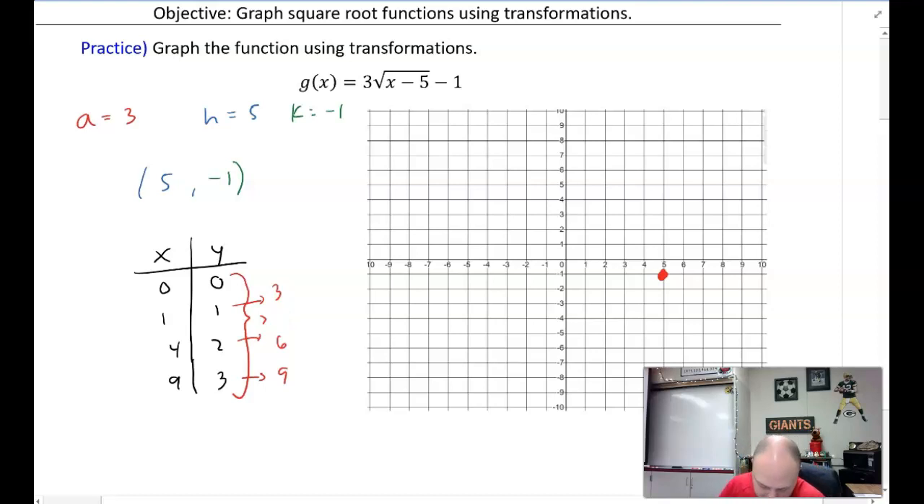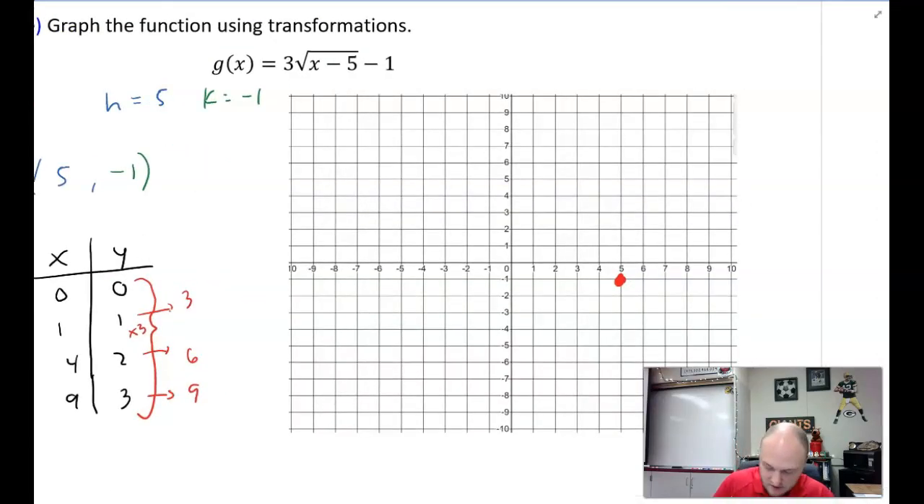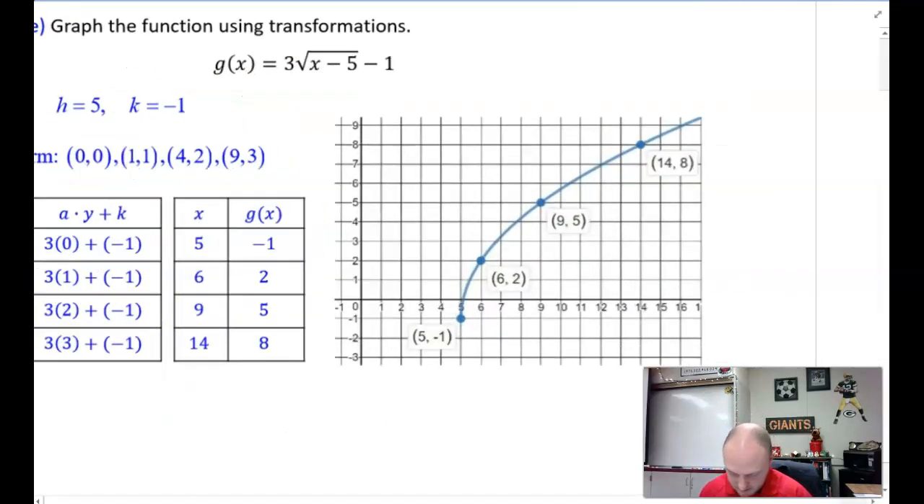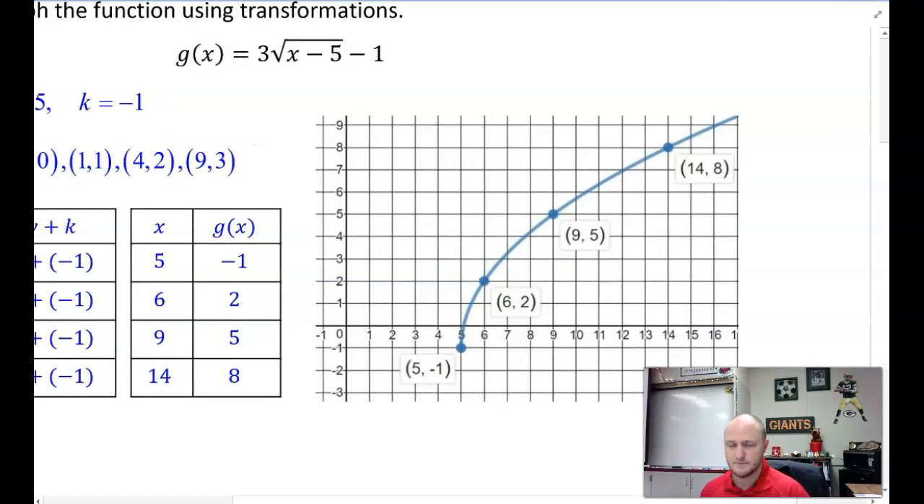So let me get rid of this. We're multiplying by 3. And from our anchor point, we could plot those, right? So right 1, up 3: 1, 2, 3. And then right 4, up 6. Here it is. And then if you could fit it, you could do the last one: right 9, up 9. Okay, and that's what you should have gotten. So here it is.